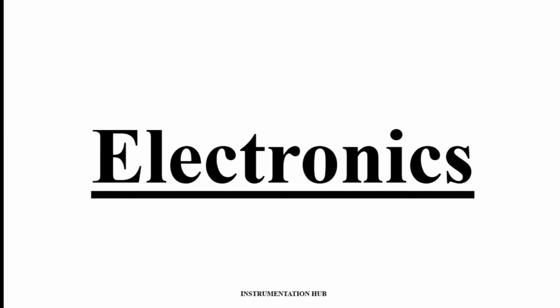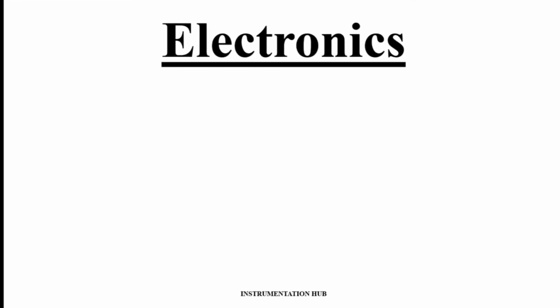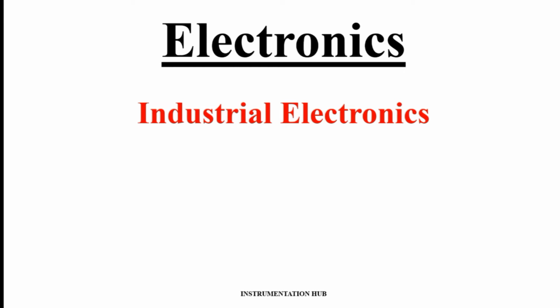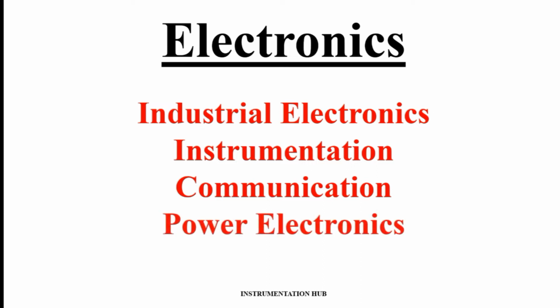So friends, as you all know, the electronics field has many branches and each branch has its own application. As I said, electronics has many branches. So what are those branches? The various branches of electronics are industrial electronics, instrumentation, communication, which is also known as electronics and telecommunication, and power electronics.